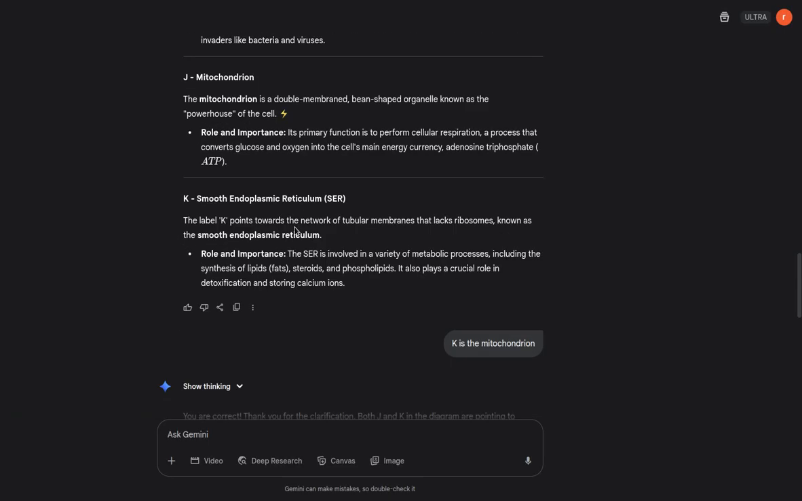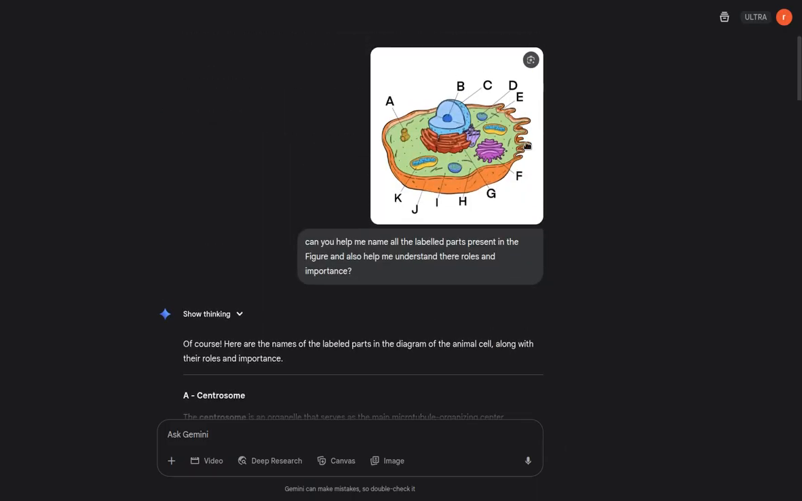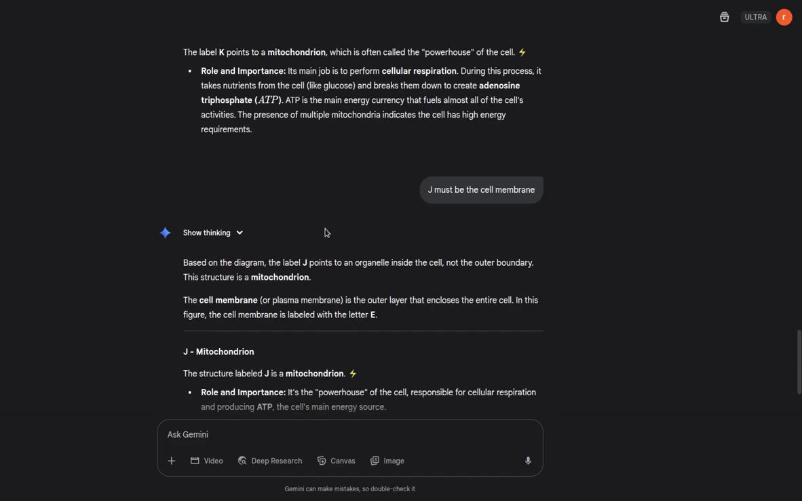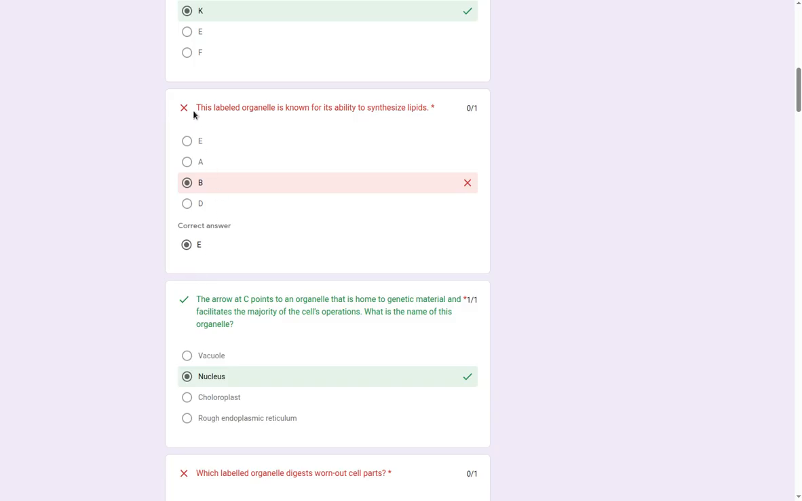That's correct. I think most of the things are correct, and the rest of the things I know, because I know E is smooth endoplasmic reticulum and F is the Golgi apparatus, and G is the rough endoplasmic reticulum. So I can proceed based on that. Let's see what we have done wrong. Let me ask.